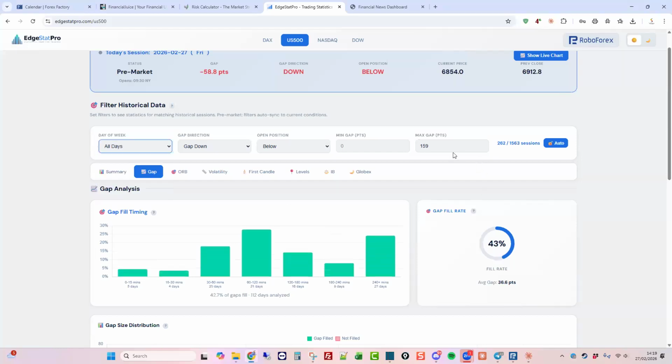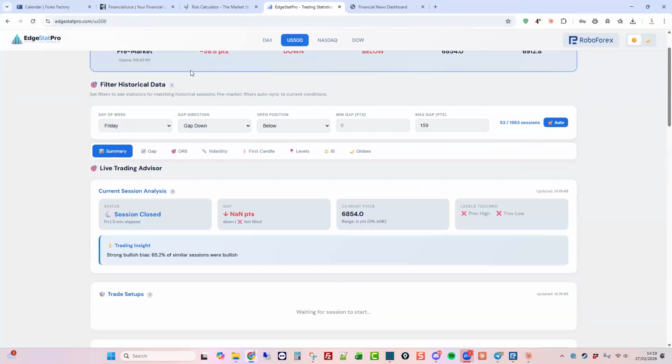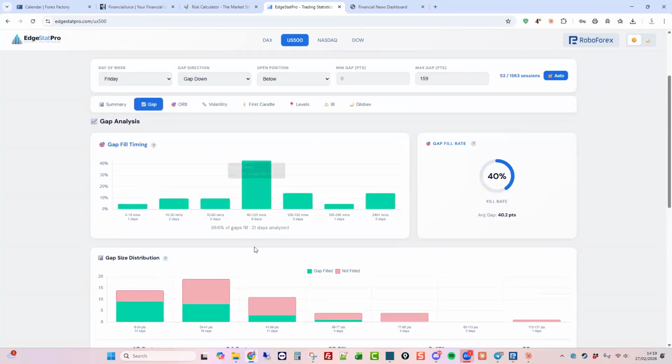And that's the key. So if you change the inputs, you'll obviously see the statistics change. It also gives you the gap fill timings here. So what we're looking at here is, just refresh that for the S&P. We've got these 53 sessions. Yeah. The gap fill timing here, we've got 53 sessions.